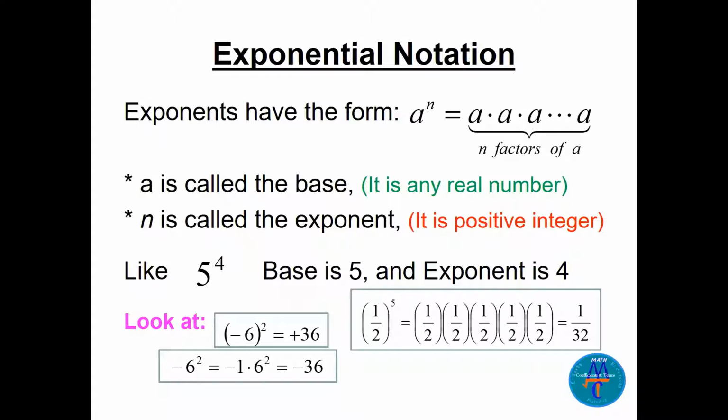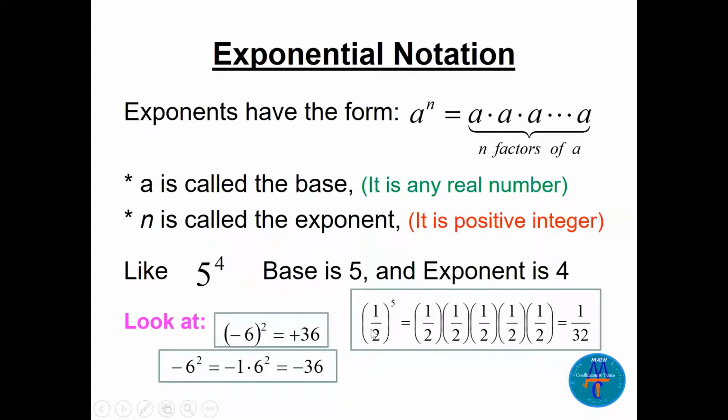Now let's start with the basic definition of the exponents that has the form a to the power n. This means a times a times a times a, n factors of a. So there are n factors of a. A here is called the base. Just know the word, please: a is the base. n is called the exponent. It is a positive integer here. So 5 to the power 4: 5 is the base, and the exponent is 4.